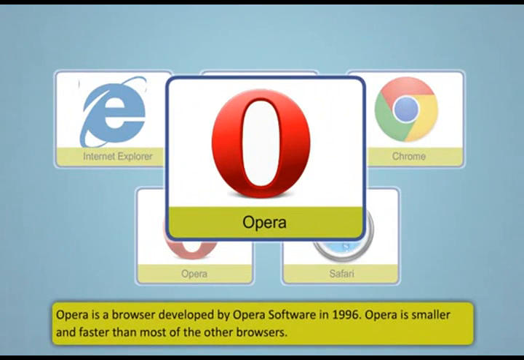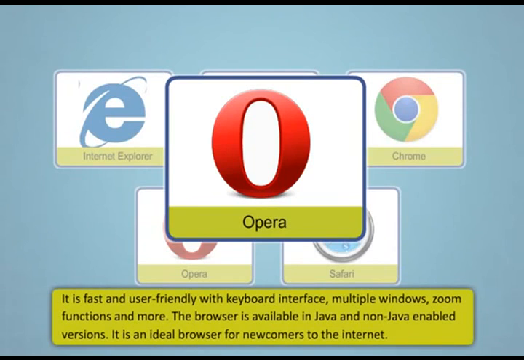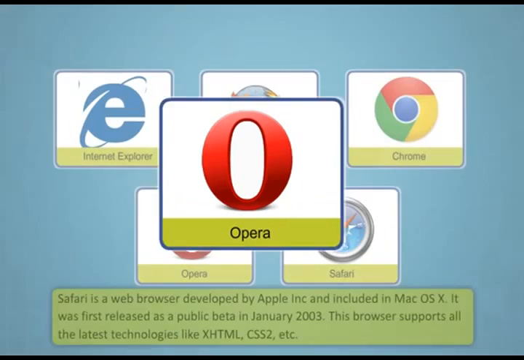Opera is a browser developed by Opera Software in 1996. Opera is smaller and faster than most of the other browsers. It is fast and user-friendly with keyboard interface, multiple windows, zoom functions, and more. The browser is available in Java and non-Java enabled versions. It is an ideal browser for newcomers to the internet.